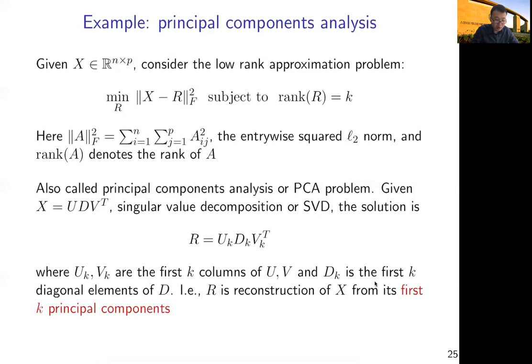This example is principal component analysis. I assume that now that you are at the PhD level, you must have heard of principal component analysis, at least in one of the courses you've taken before. But you might not have seen the optimization formulation of it. Usually people teach the algorithm as: you apply singular value decomposition or eigenvalue decomposition, and then you get the solution to principal component analysis.